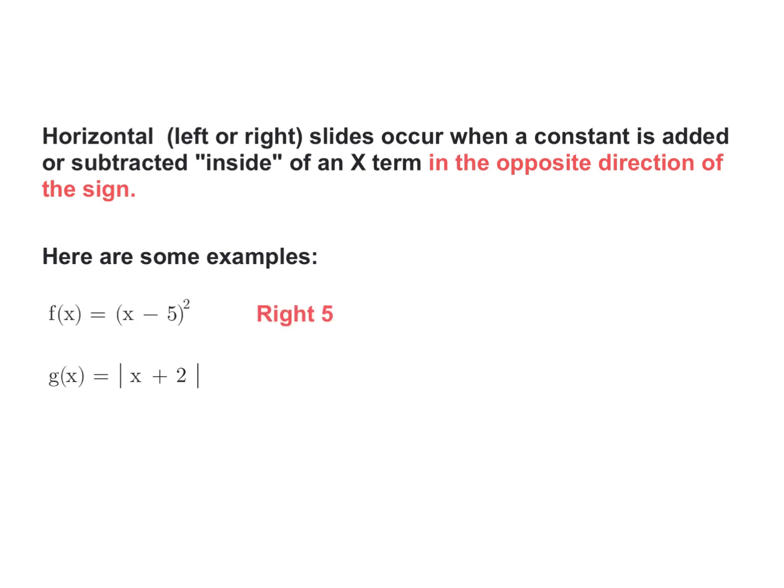And again, this is x squared, so it's a parabola. So the parabola is the parent function. It's going to just slide to the right 5 units. It's a change in position.